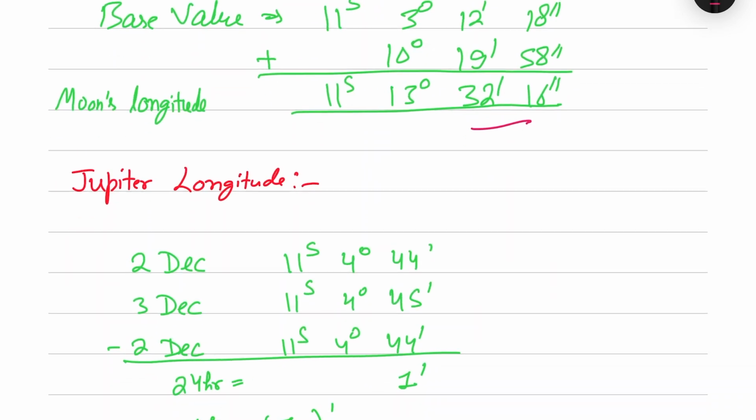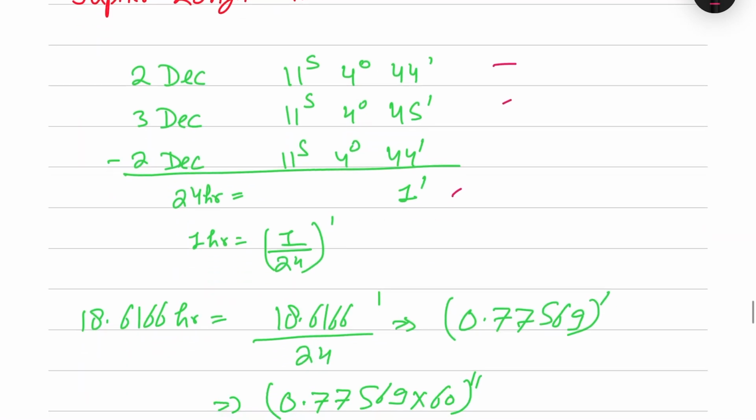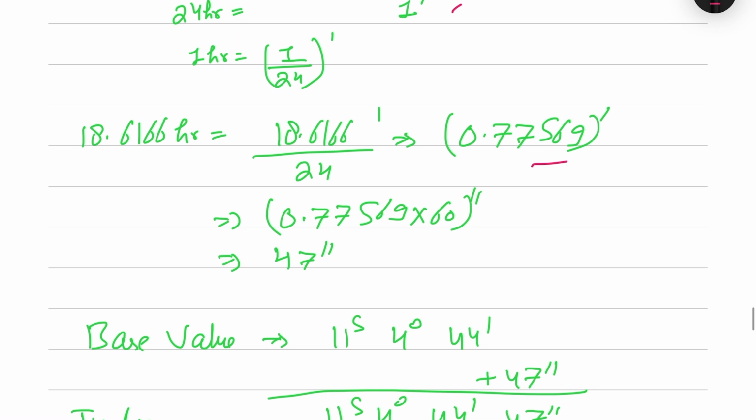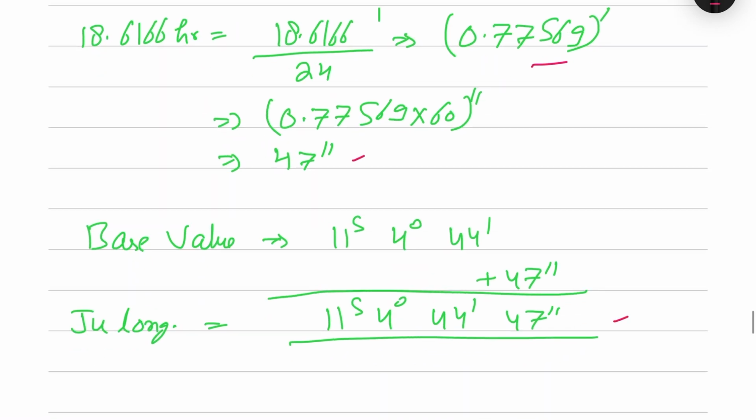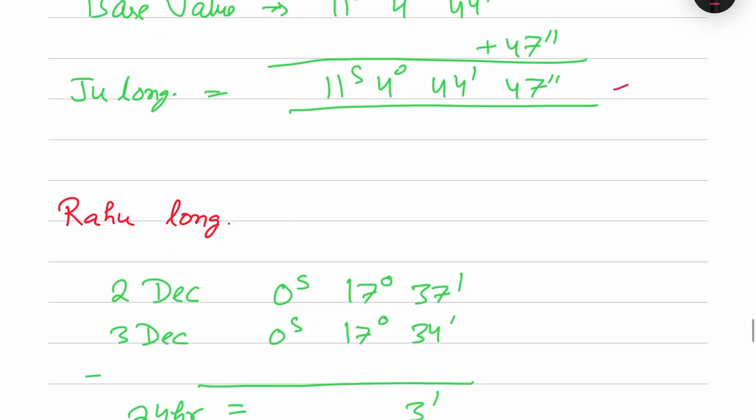Then Jupiter, same 2nd and 3rd December. In the difference, for just 1 hour it is moving only some arc seconds. For 1 hour it is this. For 18 hours, if we multiply it, we are getting 47 arc seconds. So if we add it, we are getting the longitude of Jupiter.